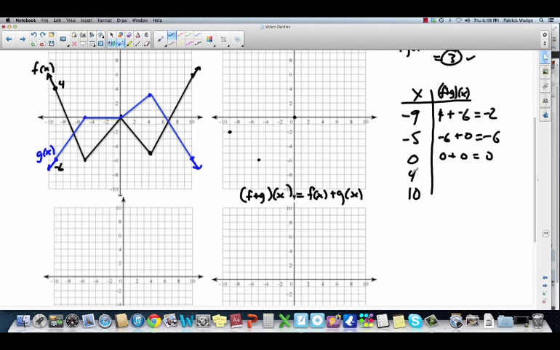Okay, let's look at this one. When the input value is 4, so when x is 4, what's the output value for f of x? The y value is -5. What's the output value for g of x? The output is 3. And what we're graphing here is f plus g, so we add them together, we get -2. So another point is 4, -2. And finally for 10, we have 6 here plus -6 here. We end up with 0, so 10, 0 is a point.